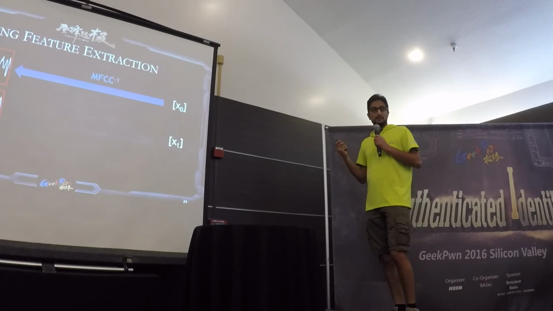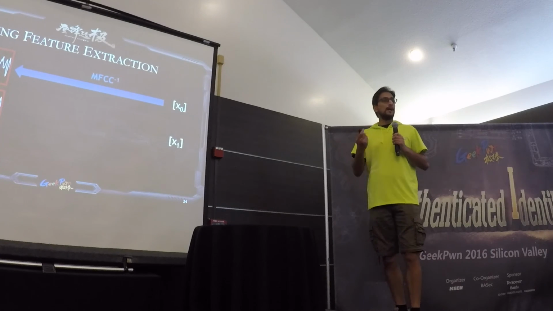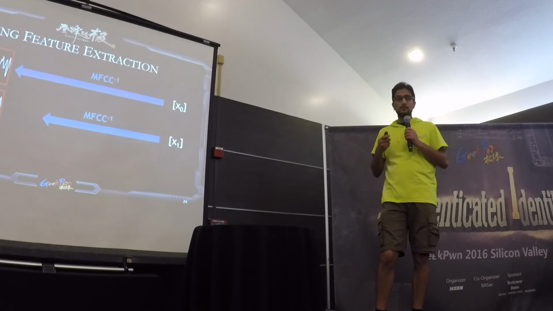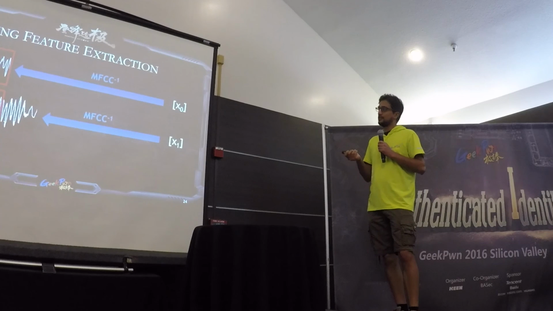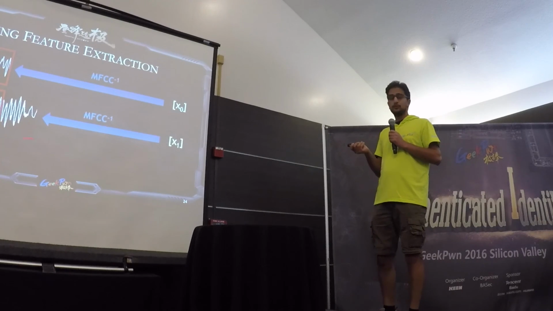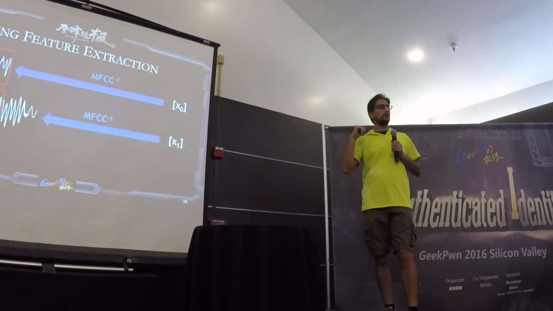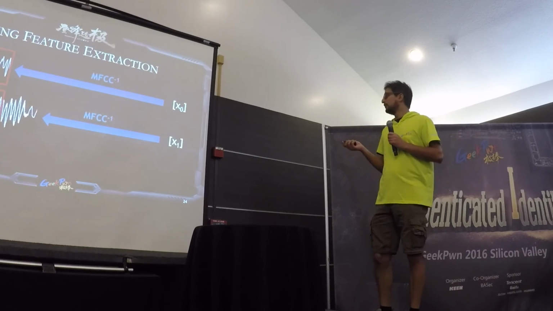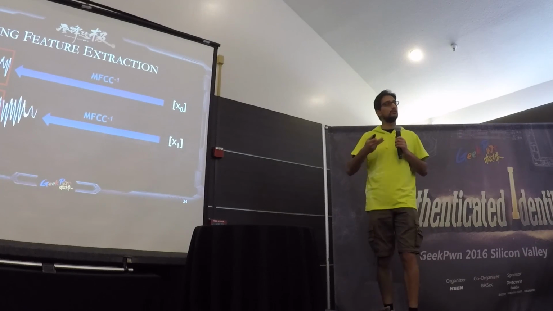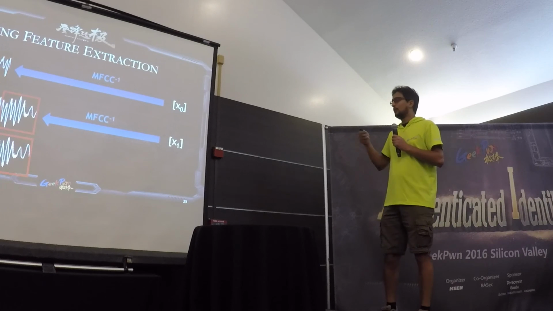Then we take the feature vector x1, and we do a black box gradient descent to try to come up with an input also for the second half, such that when you take this full frame and pass it forward through the MFCC function, it will give you a feature vector which is very close to x1. And we do this for all the following frames.